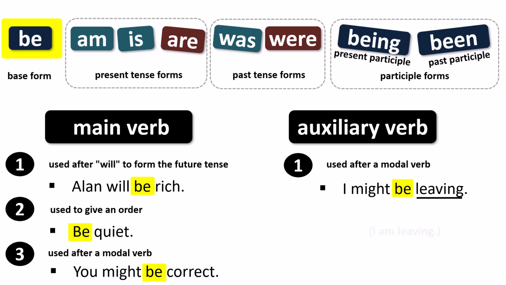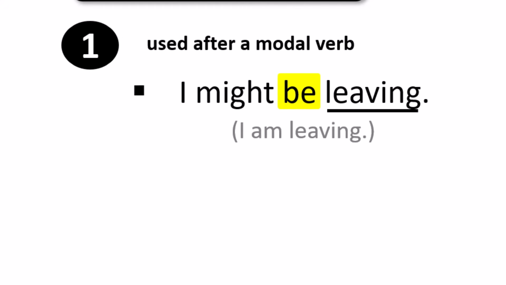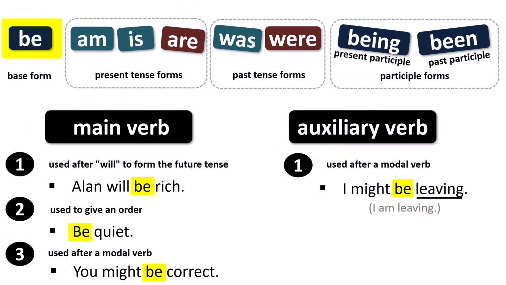Compare it to this. I am leaving. Looking at this example, it's very obvious that am is an auxiliary verb. Well, it's the same in the main example. I might be leaving. We can't use am because we've used a modal verb. Hopefully you can see why be is an auxiliary verb in this example, but a main verb in the example before. Remember, the main verb is the one that gives you the meaning. Okay, let's keep going.